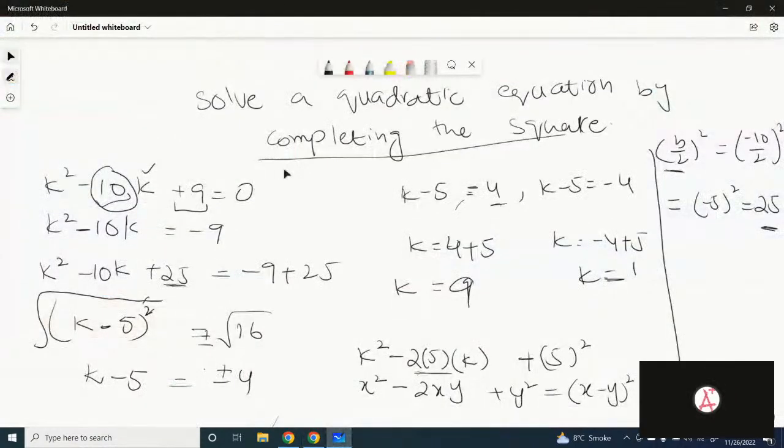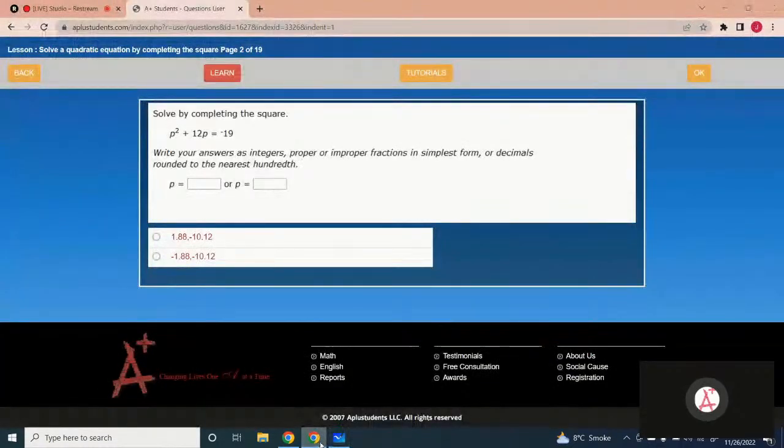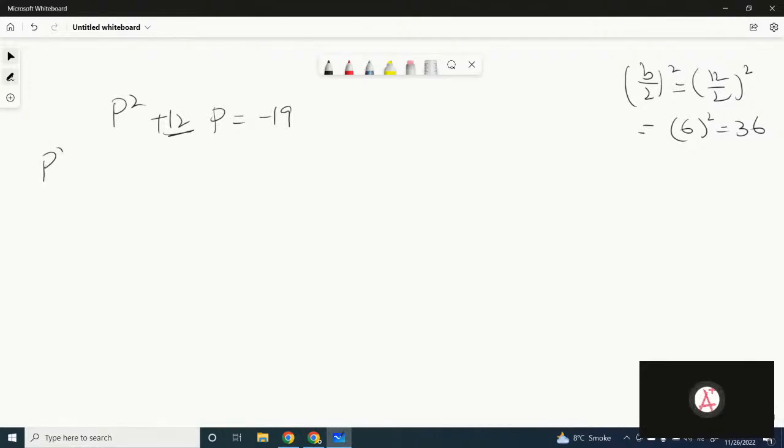Okay, the next one is p square plus 12p equals negative 19. Whenever you have to complete the square, we have to add b by 2 whole square. So b is 12, the one with the p. Add 12 over 2 whole square. 12 divided by 2 is 6, because 6 times 2 is 12. It would be 6 square, and 6 square equals 36. That means on both sides of the equation you have to add 36. It would be p square plus 12p plus 36.